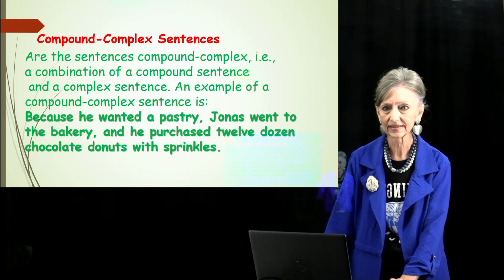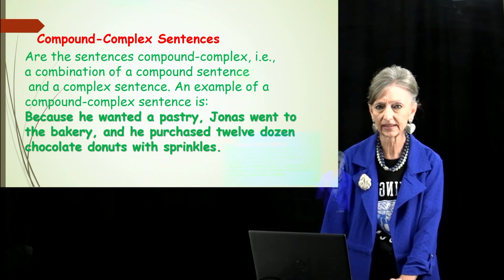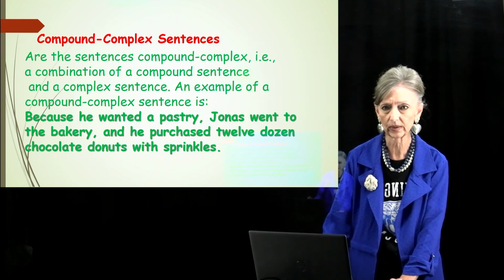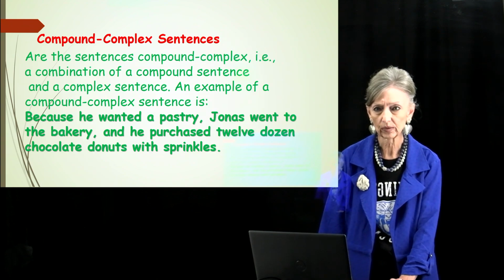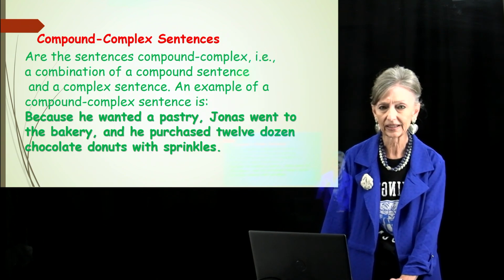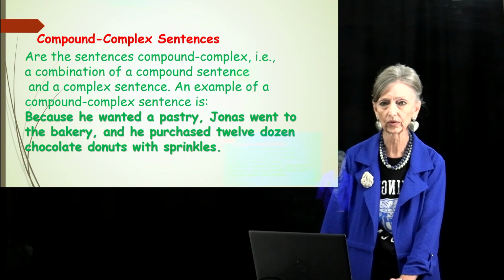Compound complex sentences combine a compound sentence and a complex sentence. An example of a compound complex sentence is this one. Because he wanted a pastry, Jonas went to the bakery and he purchased 12 dozen chocolate donuts with sprinkles.